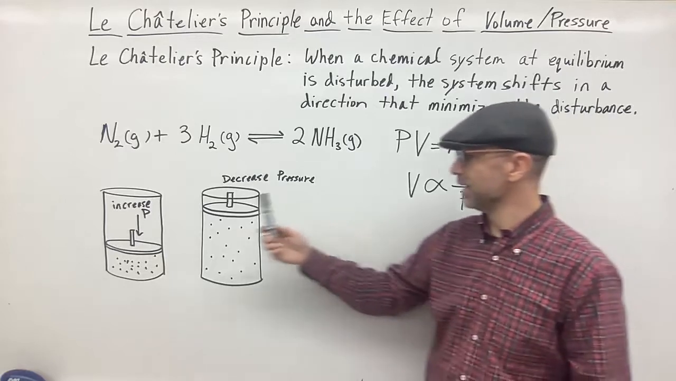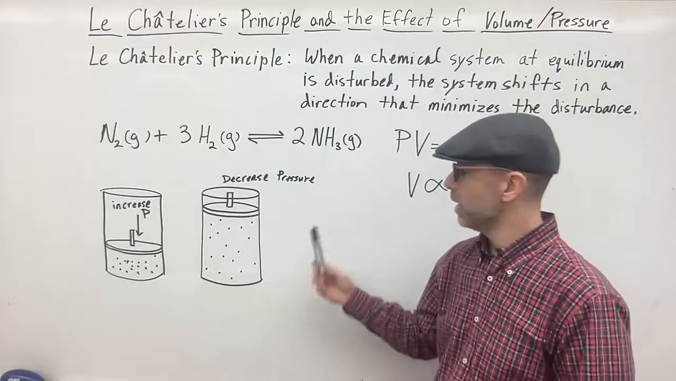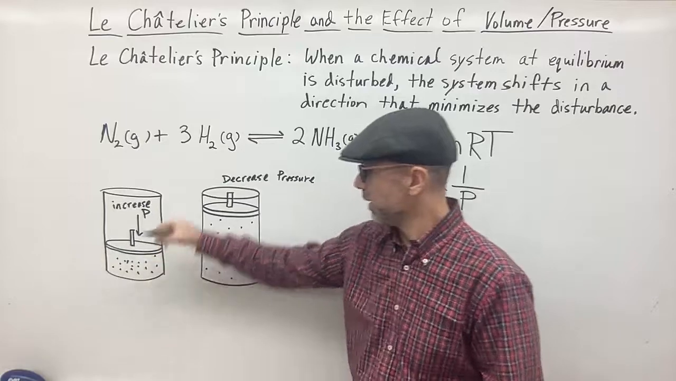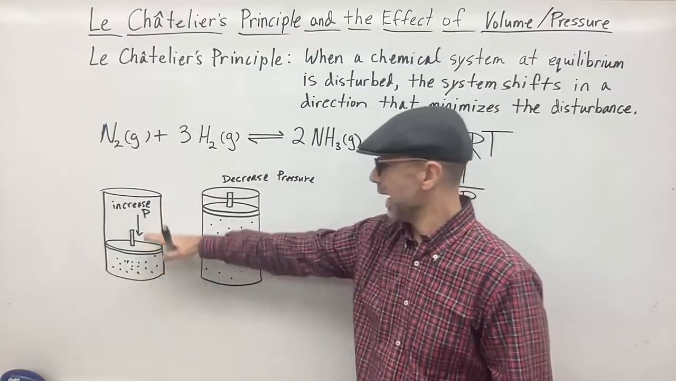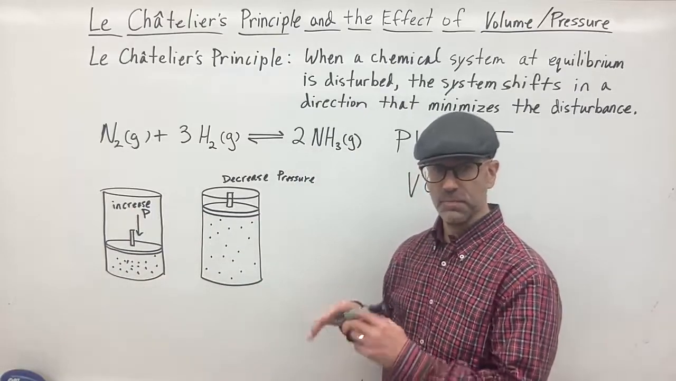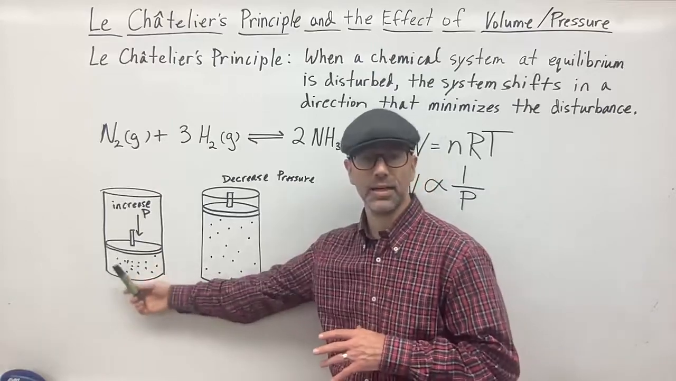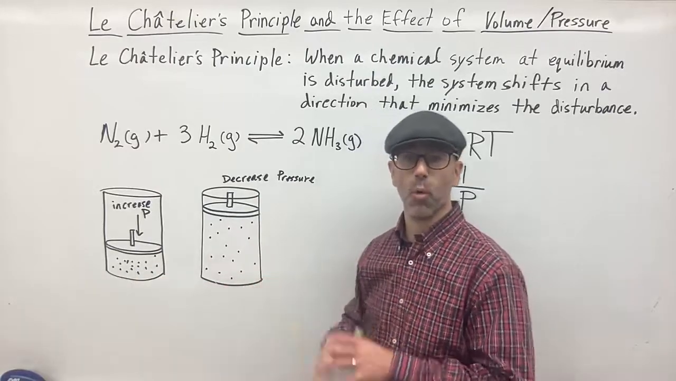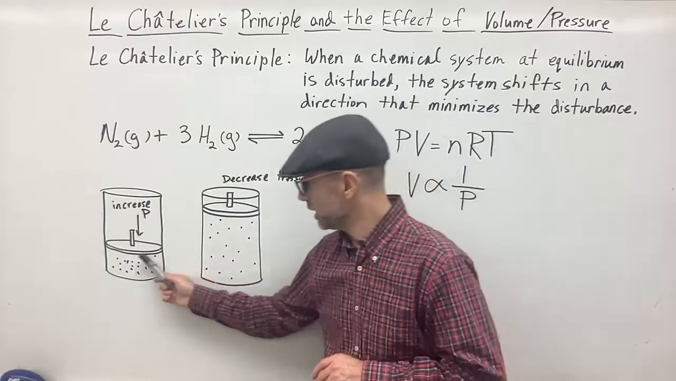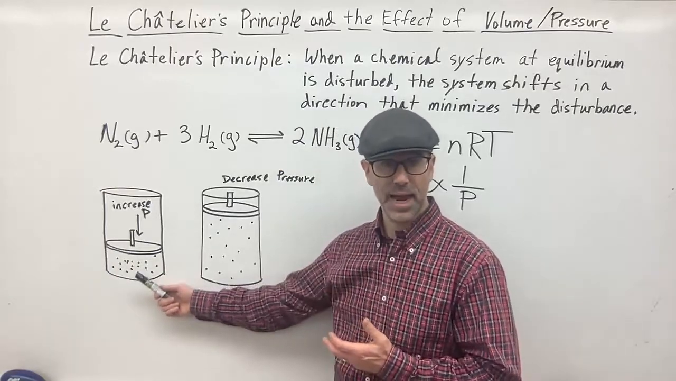And so we can see that here in this piston example. So if we decrease the volume here, if we push down the piston and we decrease the volume, we're squeezing those particles together. And what's going to happen? Those particles are going to be hitting the sides of the container with more frequency, and so therefore the pressure increases. So decreasing the volume increases the amount of pressure inside.